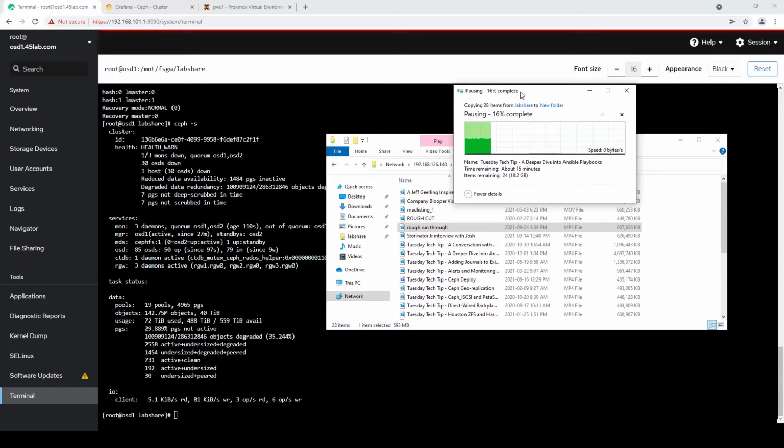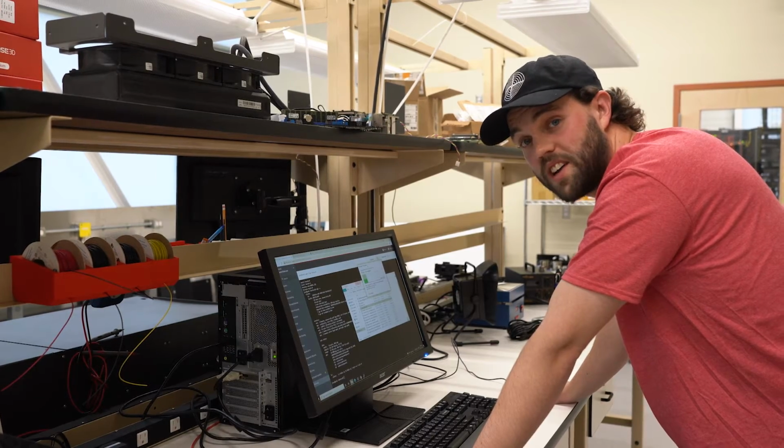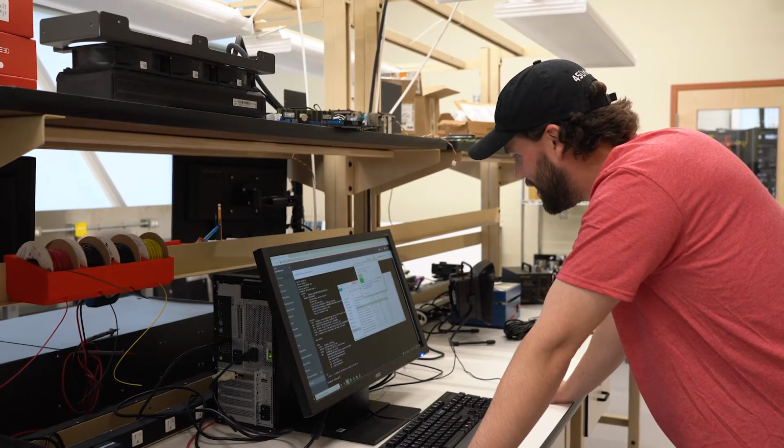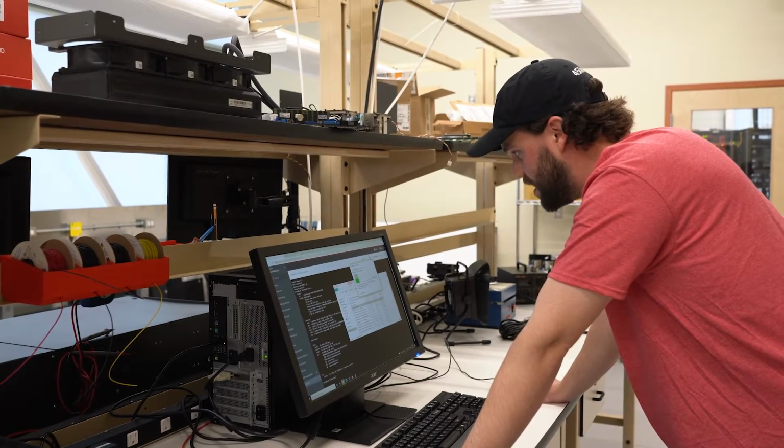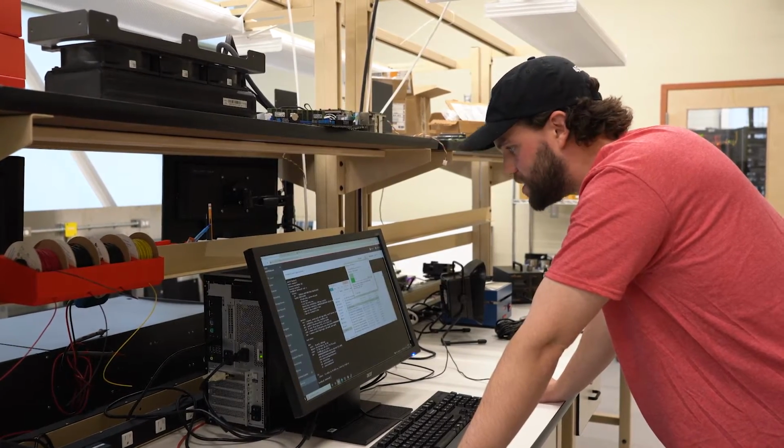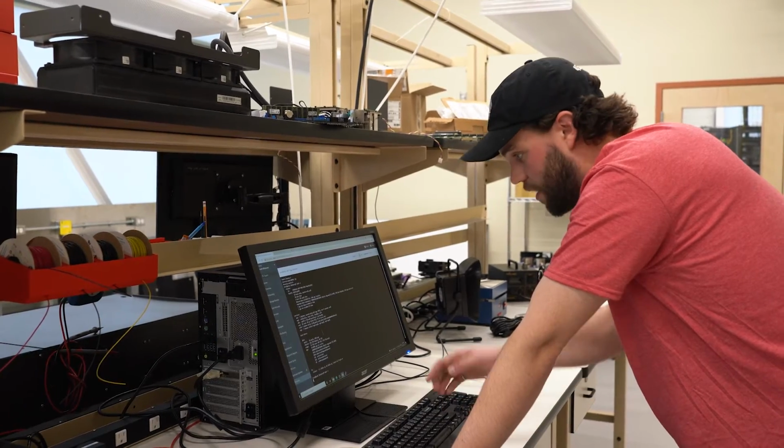Some would consider that a failure. I don't. I can still access my files. File Explorer seems to be upset about the transfer, but whatever. Start it again, we can look into that. But the point is, I killed one server. The cluster is obviously mad about it.